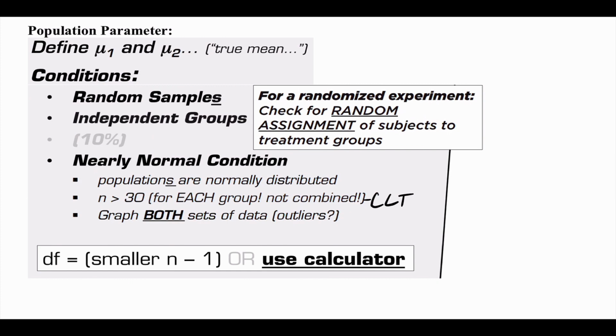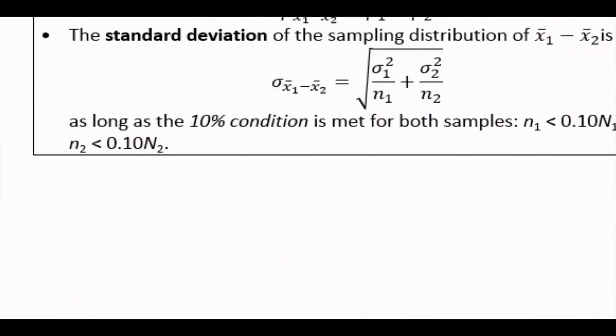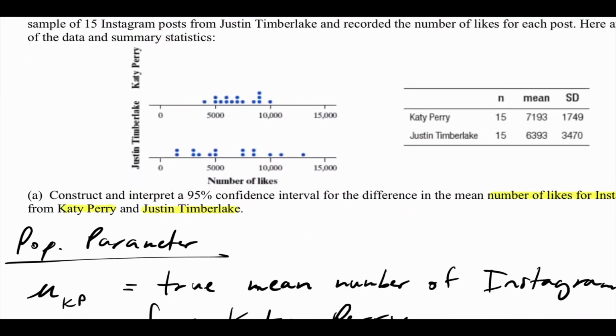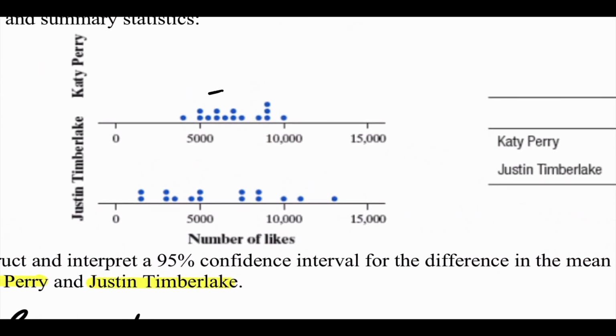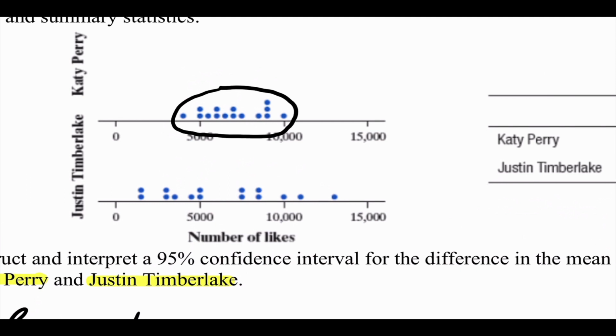So we have to graph both sets of data and look for any outliers. Well, luckily they already graphed it. Luckily, the data came with a graph. So we don't actually have to graph them. We just look at the graph to see if there are any outliers, any numbers that are far off. Katy Perry does not have any outliers.